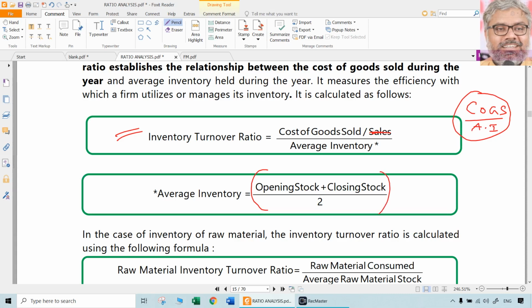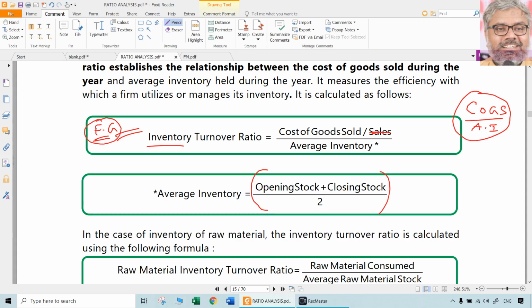Opening stock plus closing stock divided by 2. That gives inventory turnover ratio: cost of goods sold divided by average inventory. And which types of inventory are we talking about here? Which goods are sold? Naturally, finished goods. So for inventory turnover ratio, if nothing is mentioned, what type of inventories is it referring to? That is finished goods inventory.